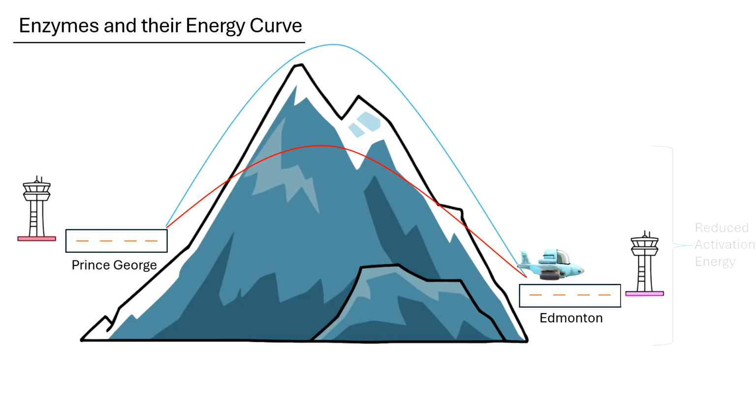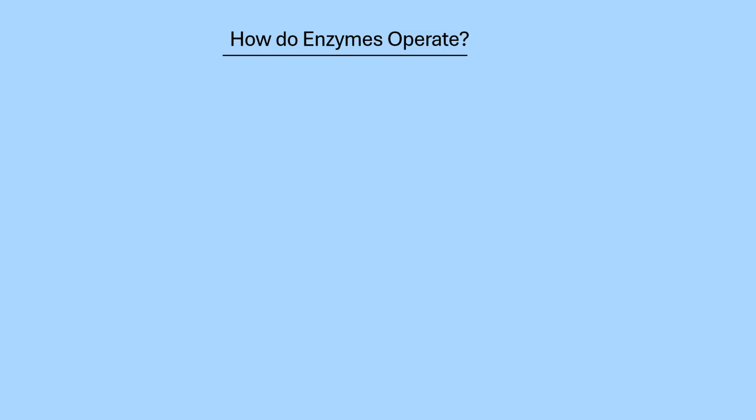And this reaction has a reduced activation energy because the energy needed for the reaction to take you in Prince George to you in Edmonton, or you as a substrate, and transfer you to a product is less, therefore it's reduced. Now let's get into the nitty-gritty of how this occurs.